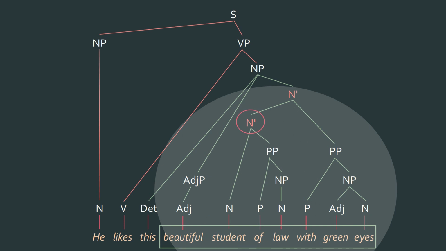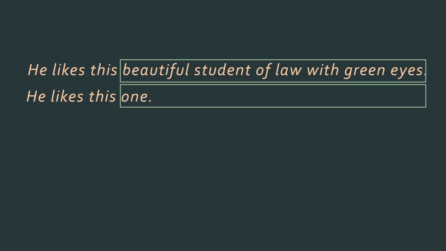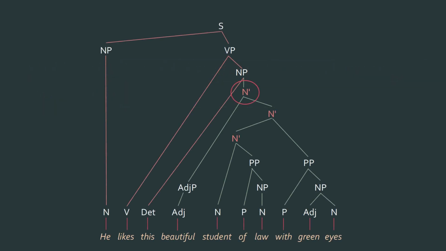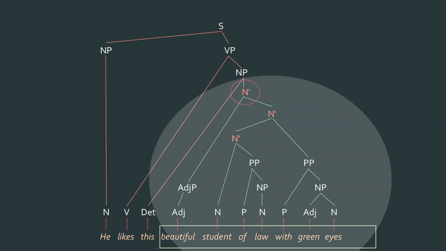Beautiful student of law with green eyes is another constituent that is not shown in this structure. But is it really a constituent? A simple constituency test will support this. It is a constituent since we can replace it by one. The new syntactic structure tree will look like this after adding a new intermediate node and assigning the label N-bar to it. Moreover, the new node N-bar contains only our new constituent, beautiful student of law with green eyes.